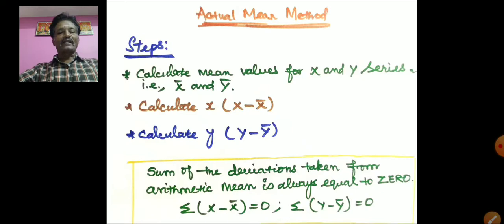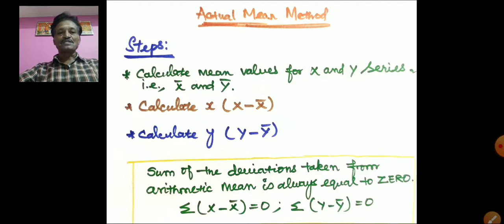After calculating x bar and y bar, we have to calculate small x and small y. What do we mean by small x? Small x is the difference between x and x bar, and small y is the difference between y and y bar. So we have to calculate the small x value and the small y value. Here you can remember one of the mathematical properties of the arithmetic mean: the sum of the deviations taken from the arithmetic mean is always equal to 0.